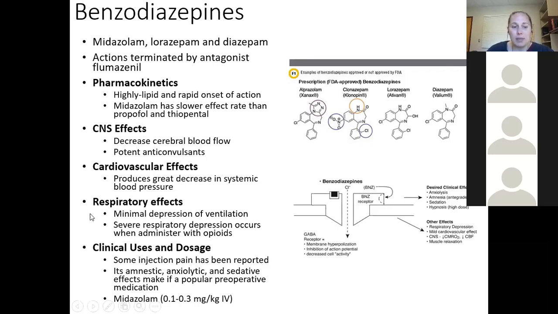What's interesting to note about the benzodiazepines is that there is minimal depression of ventilation. So as I spoke about in the previous slide, if you do have a respiratorily compromised patient, taking into account the drug's effect on respiration is an important point to make. Severe respiratory depression occurs when administered with opioids, so it's always important to take into account those drug interactions. Some IV injection pain has been reported, but it's got some advantages. Its anxiolytic and sedative effects make it a popular preoperative medication.